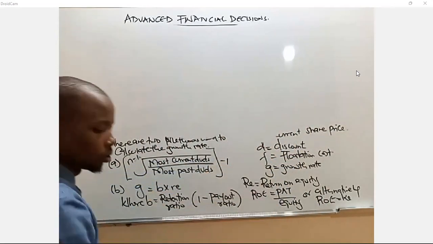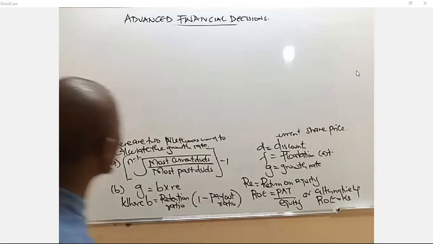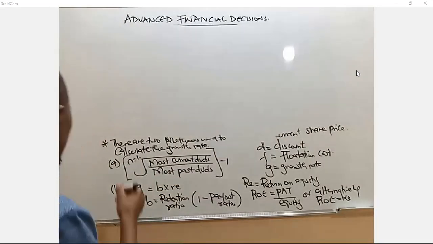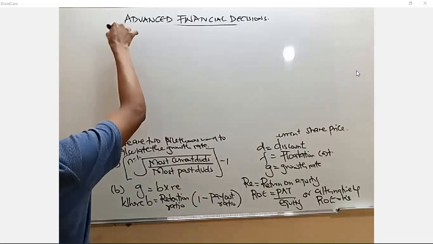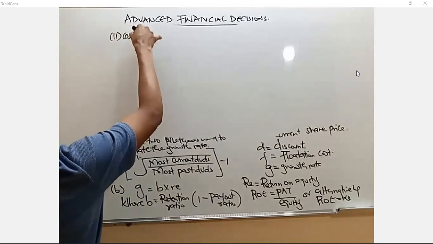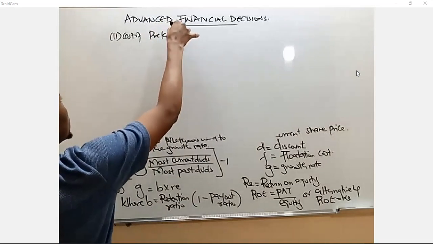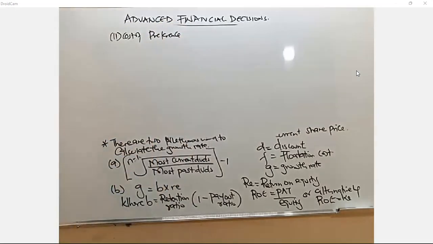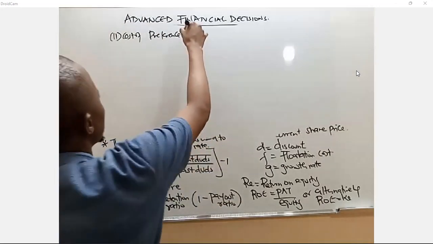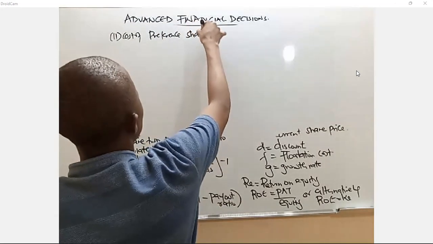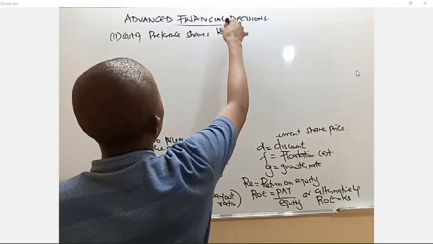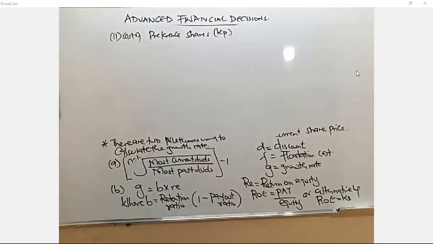I'll be in a position to introduce the second component cost, and we are discussing the cost of preference shares. In this case, we normally discuss KP.